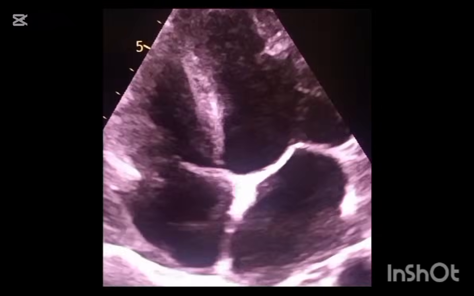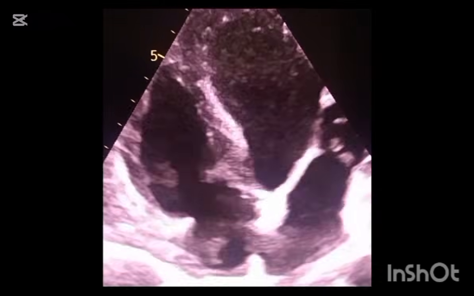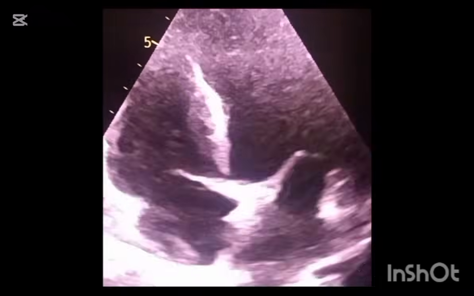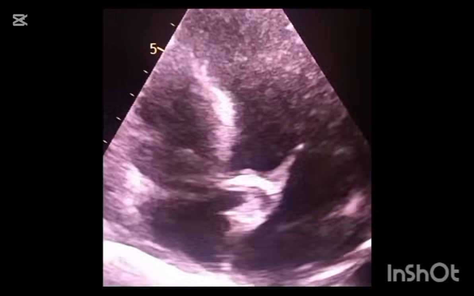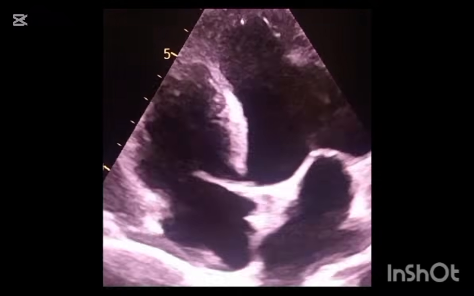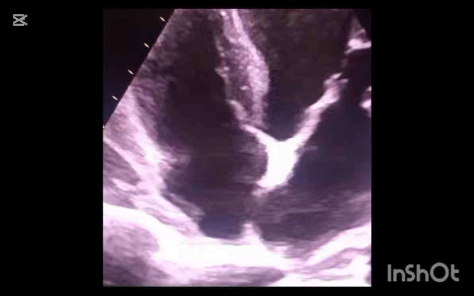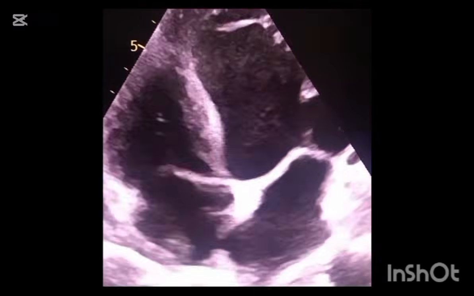Now another normal variant in the right atrium, as I have seen in many patients. This is called crista terminalis. Crista terminalis is a ridge of myocardium within the right atrium that extends along the posterior lateral wall of the right atrium between the orifice of the superior vena cava and the orifice of the inferior vena cava.